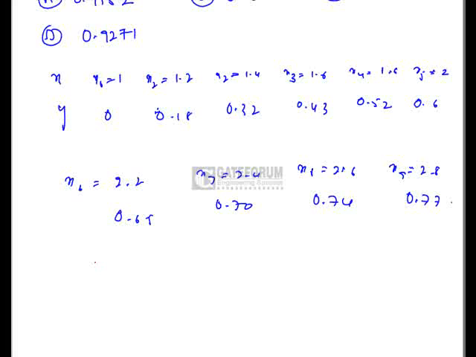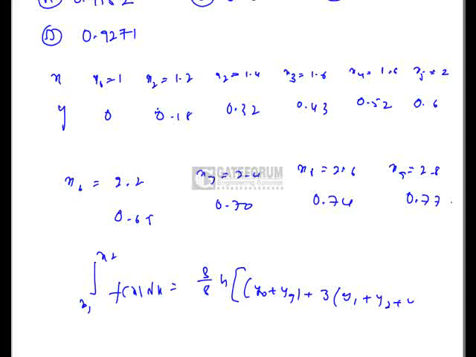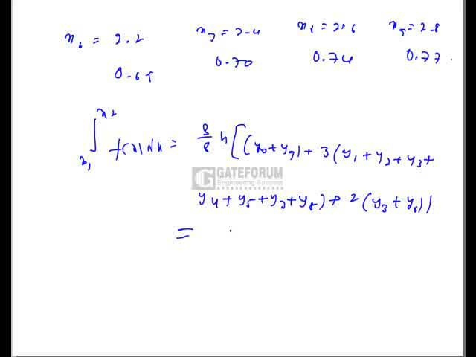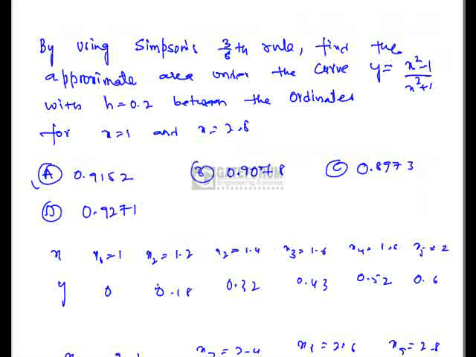Now we have to evaluate the integral between the limits x1 and x2 of f of x dx. Now the 3/8 rule is 3 by 8 times h, first term plus last term plus 3 times y1 plus y2 plus y4 plus y5 plus y7 plus y8. That means the suffixes of 3 must not be there, I mean, multiples of 3 should not be there in the suffixes. So plus 2 times y3 plus y6. If I substitute all the values and simplify, the answer will be 0.9152, which is nothing but A.